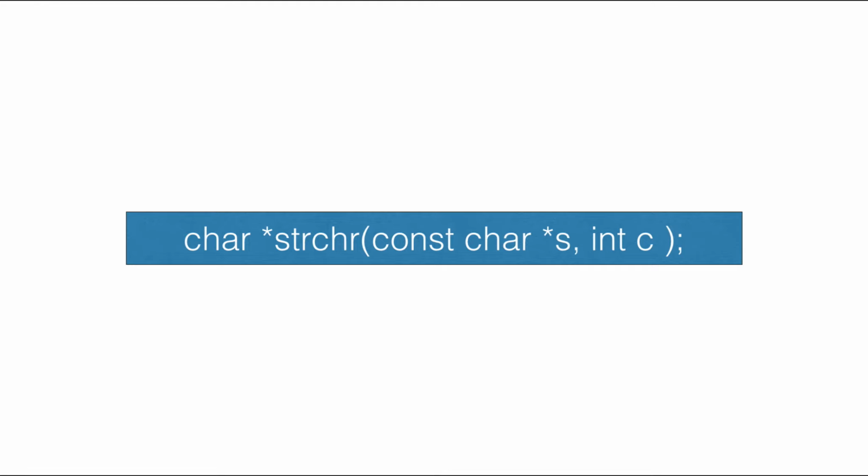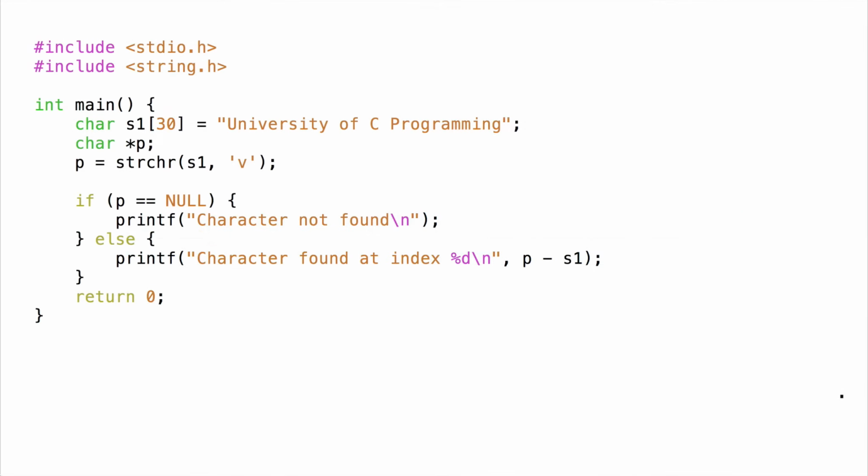You might expect that strchr would return the index in the string where the character was found. However, this is not what strchr does. Instead, strchr returns a pointer to the character that was found, or returns null if the character was not found in the string. This code shows an example of calling strchr.